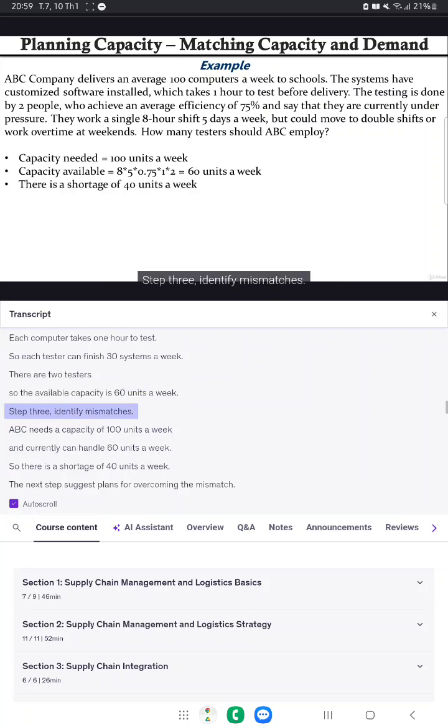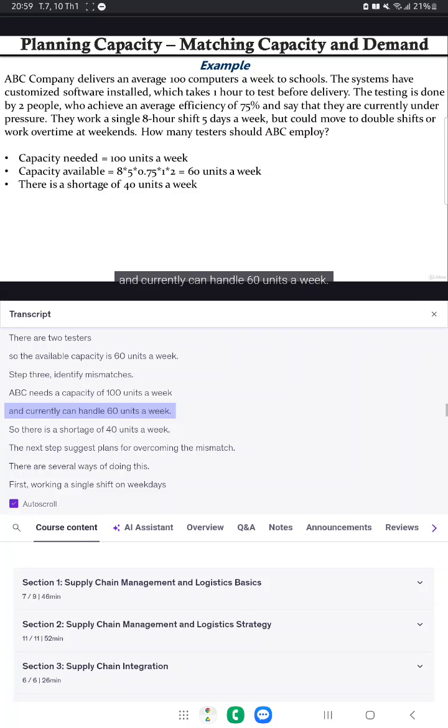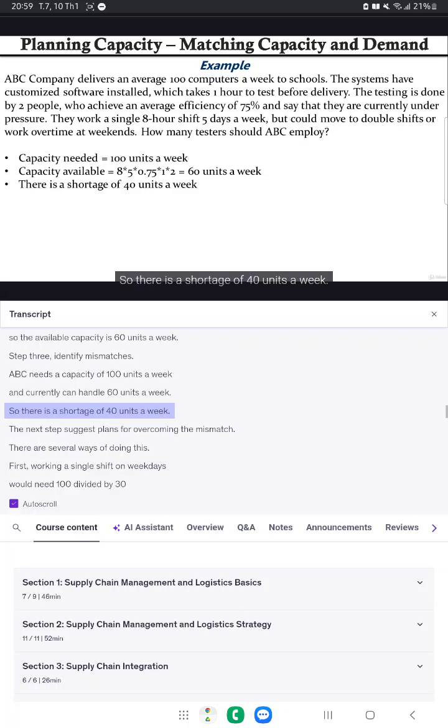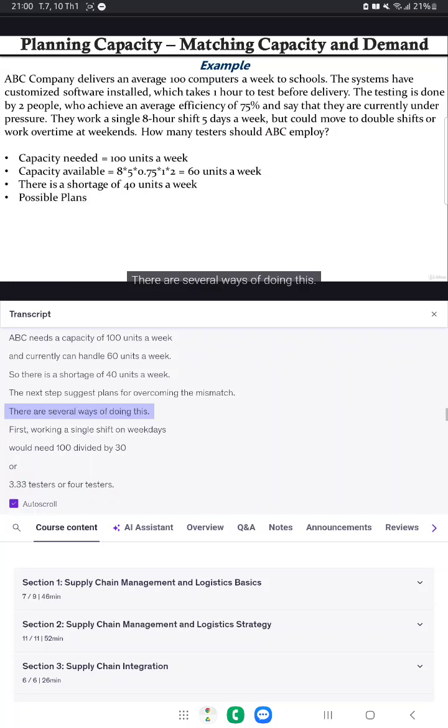Step 3. Identify mismatches. ABC needs a capacity of 100 units a week and currently can handle 60 units a week, so there is a shortage of 40 units a week. The next step suggests plans for overcoming the mismatch. There are several ways of doing this.